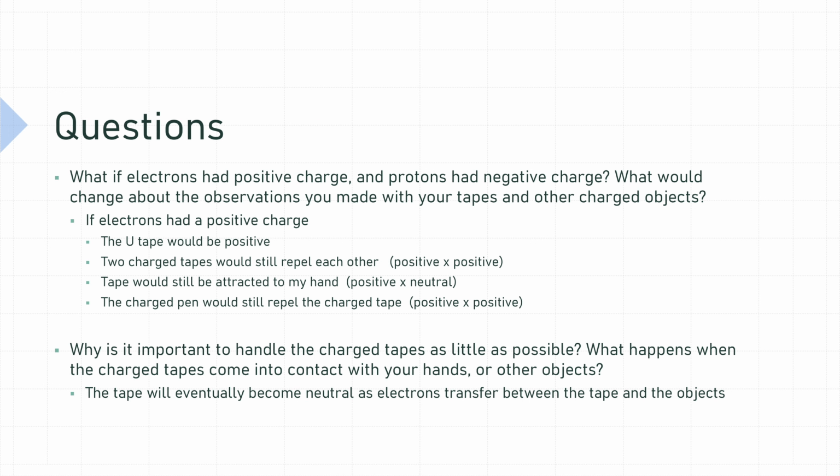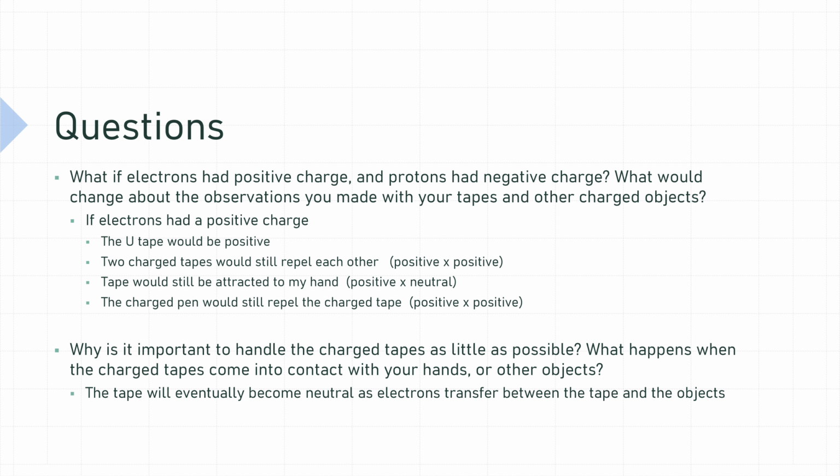So what if electrons had a positive charge and protons had a negative charge? What would change about the observations? Well, if electrons had positive charges, then everything would be the same interactions. It would just be opposite. So the U tape would be positive, and the two charged tapes would still repel each other because it would be positive versus positive. The tapes would still be attracted to my hand because it would be positive versus neutral, and the charged pen would still repel the charged tape, positive versus positive.